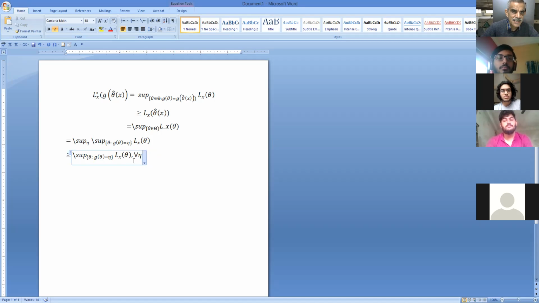And what is this? This is nothing but Lx star eta, right? This quantity is nothing but Lx star eta. So what you have shown is Lx star of g theta hat x is always greater than or equal to Lx star of eta for every eta. Right? And that proves it. Is that okay? Is that clear? Yes, sir. Okay.